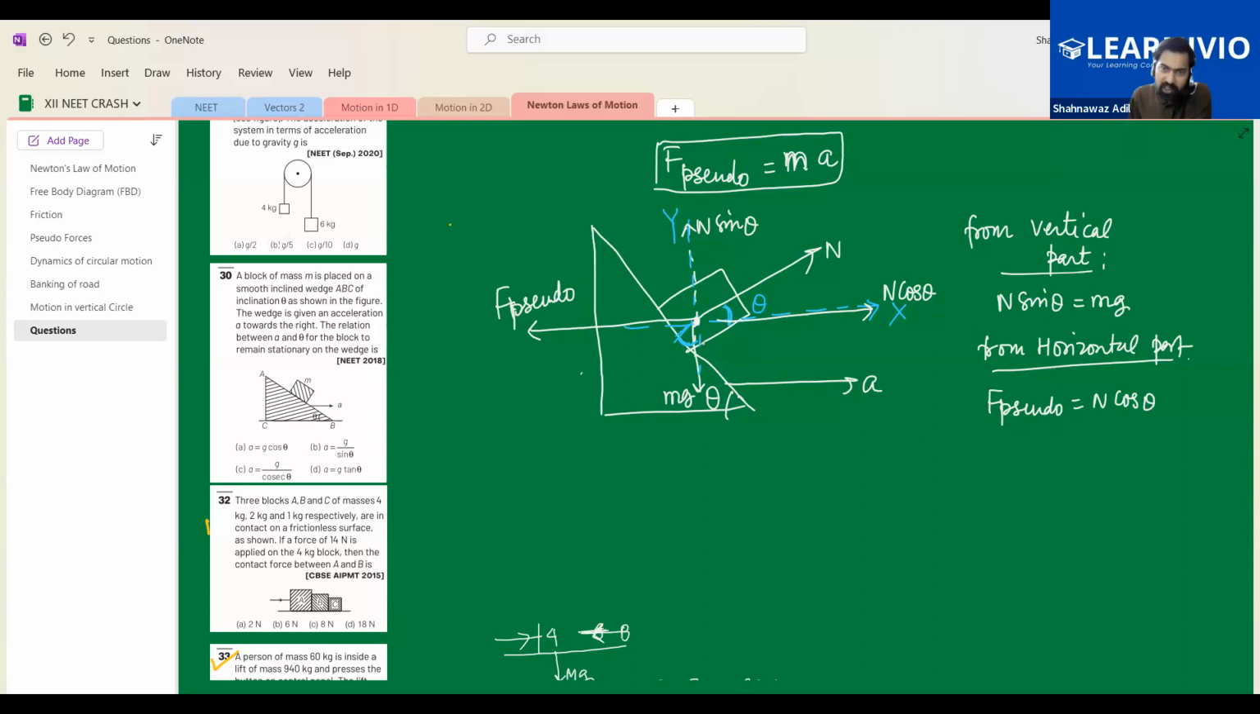Okay, did I make a mistake here? If this is theta, then this should be theta. But I should get, yeah, a cot theta. Okay, there is some problem in this.